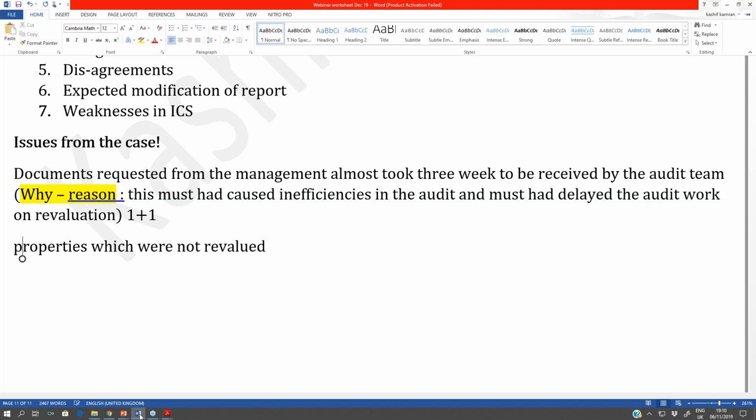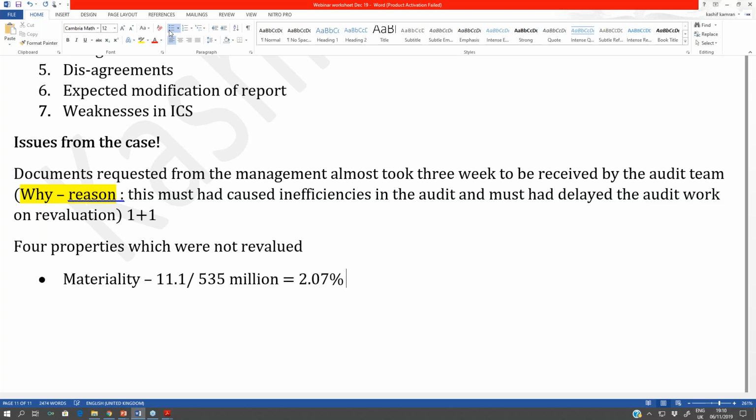Four properties were not revalued. And my first point to the examiner would be, I'll find the materiality of these four properties. And that is 11.1 divided by, how much was the total assets? 535 million perhaps, right? And the percentage I got was 2.07%. So hence it's material. So how many marks will I get to identify, is it material or not? What's the rule of thumb in AAA paper? Whenever you do the determination of materiality, how many marks do you get for determination of materiality across the 100 marks paper? Yes, 1 mark. So you get 1 mark for this. Then you will tell that this is a wrong accounting treatment.